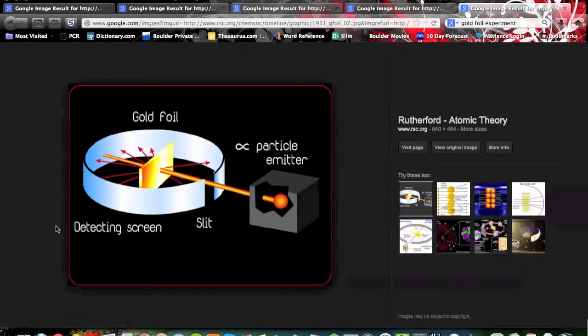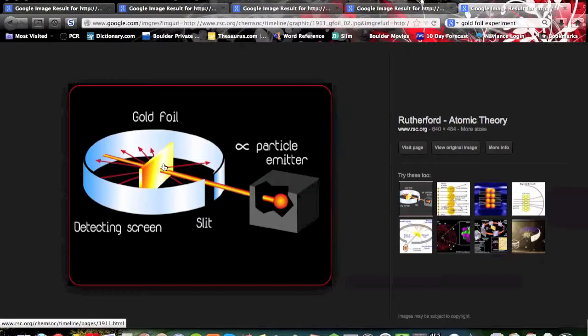Okay, so the gold foil experiment, which is also known as the Rutherford experiment, was the experiment that officially proved J.J. Thomson's plum pudding model as incorrect. And so what the experiment was set up to do was essentially there was an alpha particle emitter here that passed through a slit surrounded by a screen that would be able to detect light, and in the middle there is gold foil.